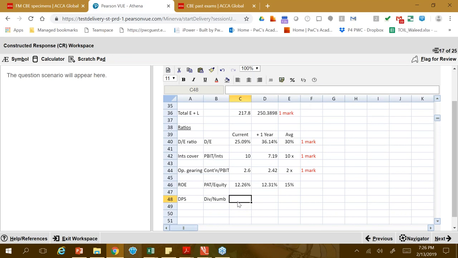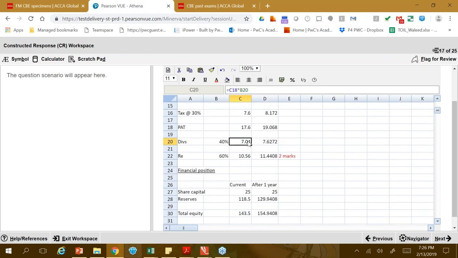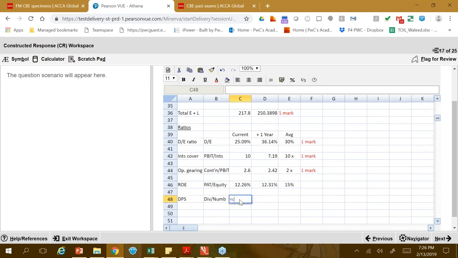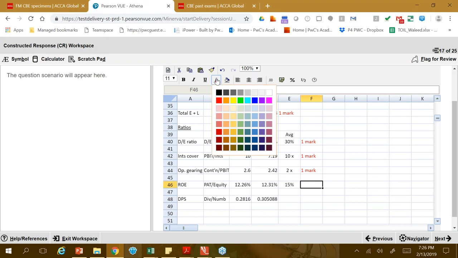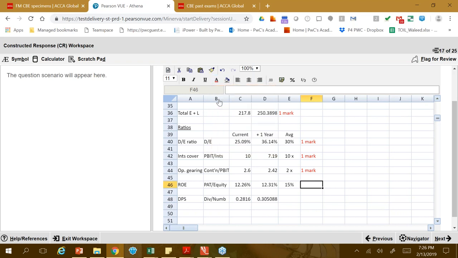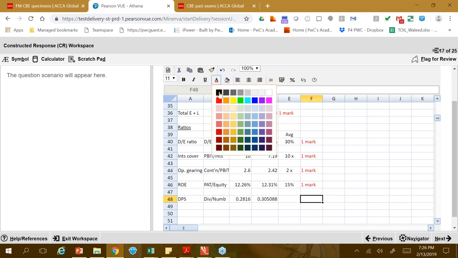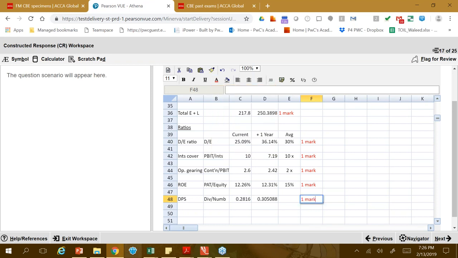And then finally, the dividend per share, which is easy. I've already got this here. Dividends, which are on C20 over the number of shares, which is 25. Or D20 over 25, the number of shares. And this is all our dividend here. 1 mark here for this. 1 mark here for this. And 1 mark here for this. So in total, now at this point, I've got 8 marks.